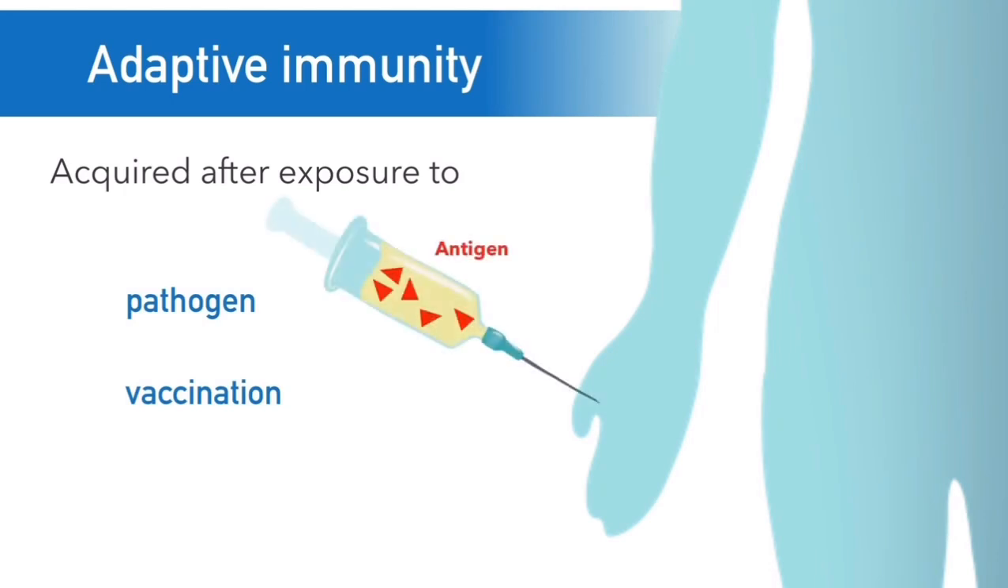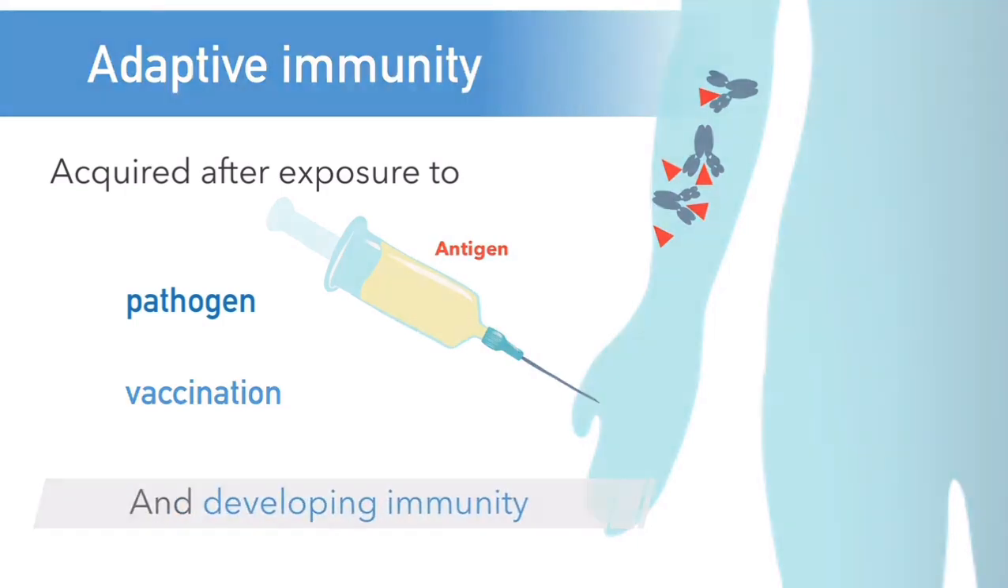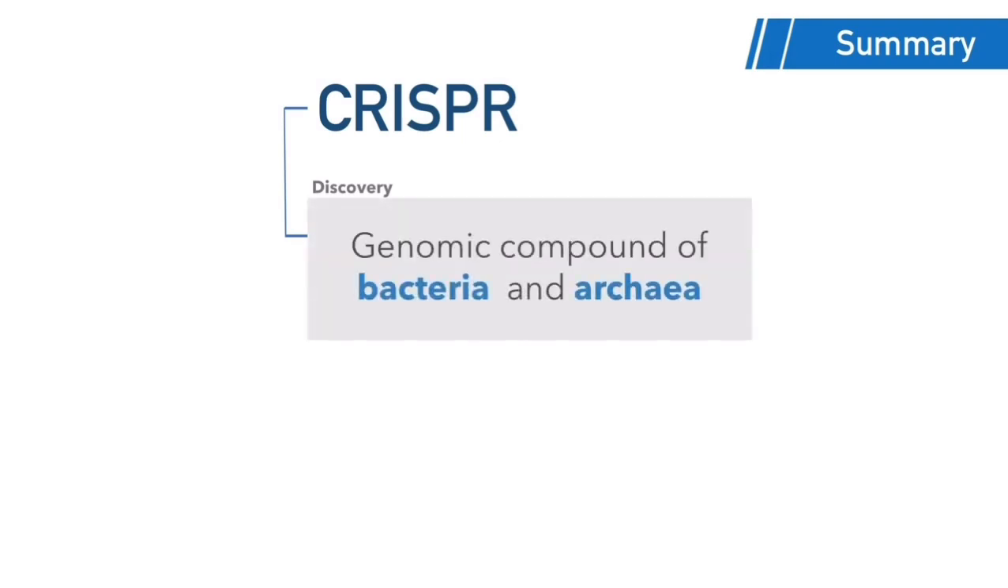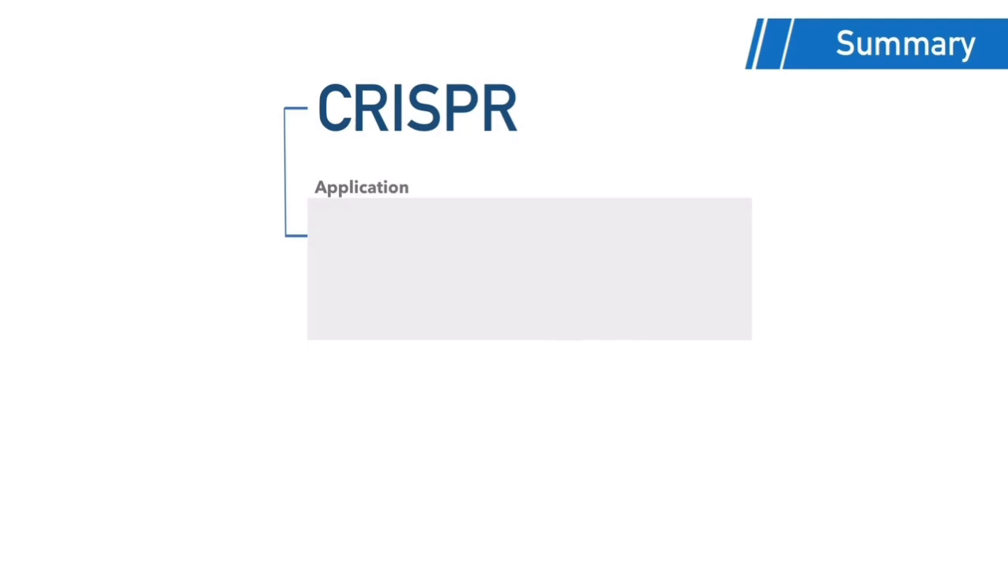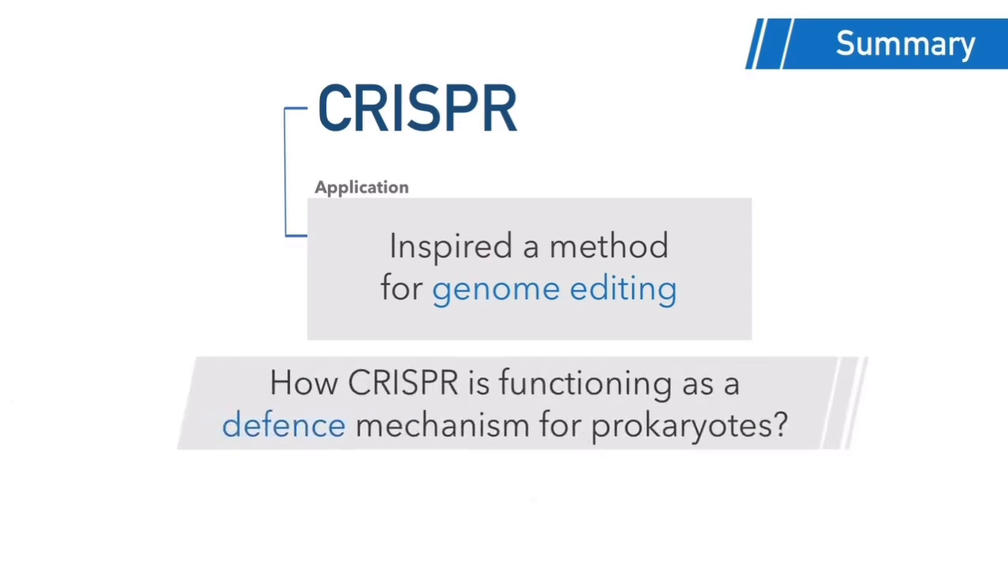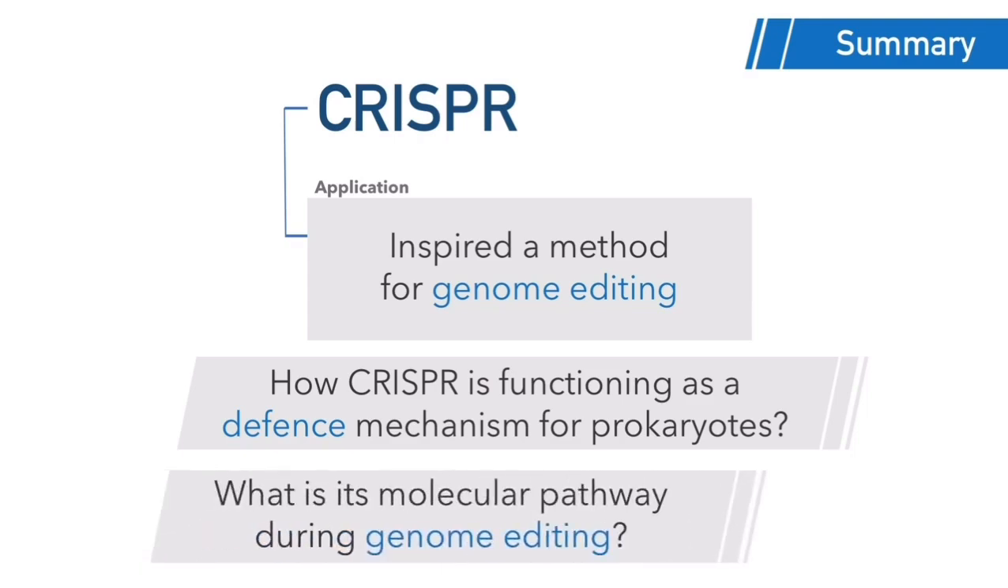Vaccination, for example, is a form of adaptive immunity since the body is exposed to antigens and forms antibodies in response, which contributes to the immunity developed. Although initially revealed to be a genomic component of bacteria and archaea, CRISPR has found its way into genome editing in various eukaryotic species. In this presentation, I would first be describing the functioning of CRISPR technology as a defense mechanism in prokaryotes and thereafter, the molecular pathway it undertakes during genome editing in humans and other organisms.